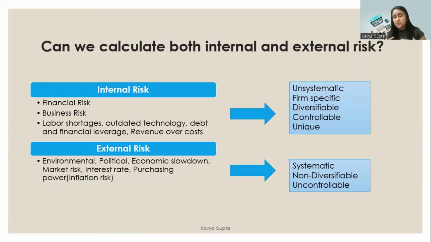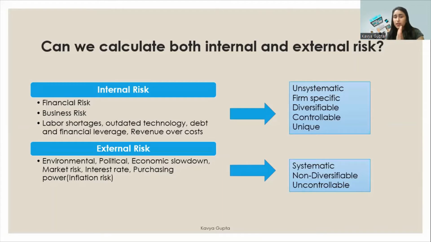Now, since it's specific to the firm, can it be diversified? Yes. Why? Because a company can determine the kind of capital structure it wants to have. The company can control the labor shortages. It can control the technology by upgrading its technology. It can reduce its leverage by increasing its ROI. So a lot of things that a company can do to control its internal risk, which I can also call unsystematic risk: firm specific risk, diversifiable, controllable, and unique to a specific company. However, external risk we call systematic risk, non-diversified, and uncontrollable.